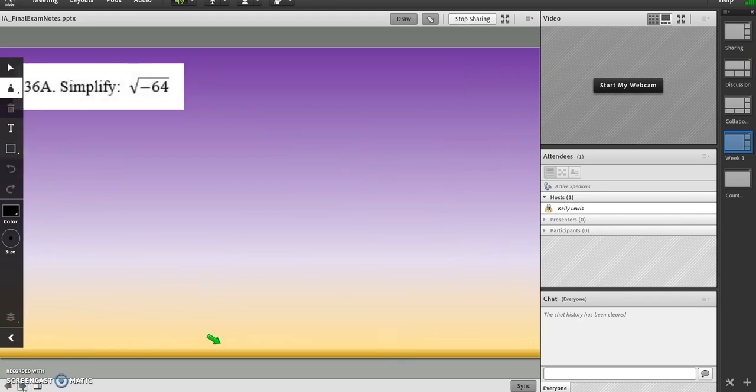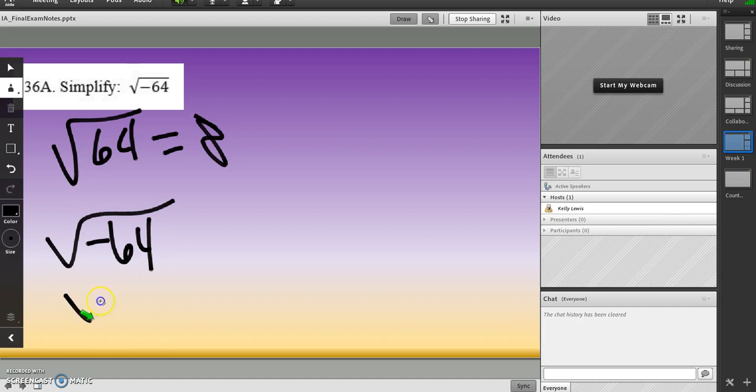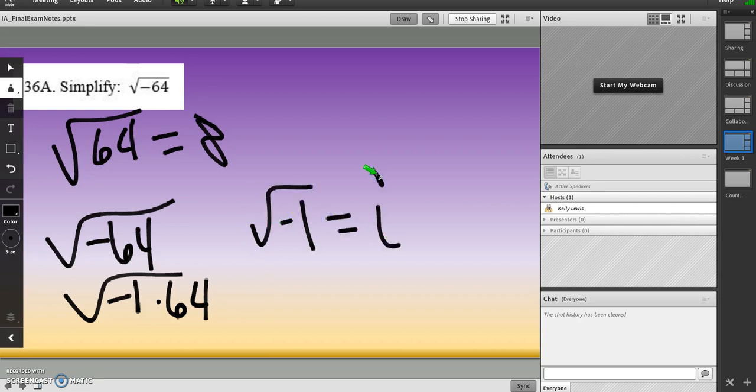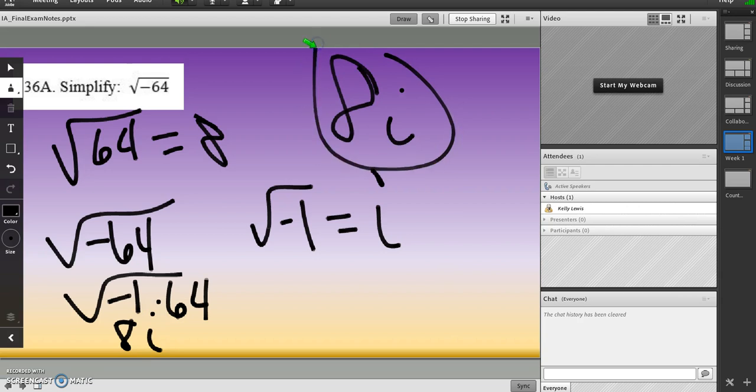All right, so we want to simplify the square root of negative 64. Well, you cannot take the square root of a negative number. It doesn't exist as a real number, but imaginary and complex numbers do exist. The square root of 64 is 8, and the square root of negative 64 is the same as the square root of negative 1 times 64. The square root of negative 1 is i. So the square root of 64 is 8, and the square root of negative 1 is i. So our answer is 8i.